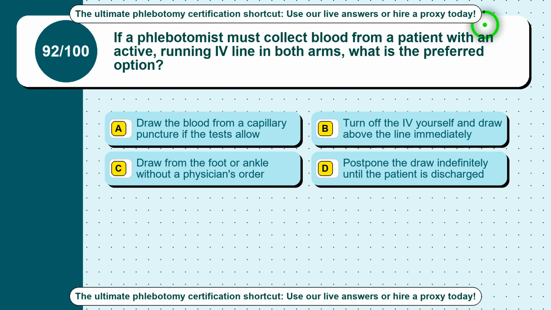Question 92. If a phlebotomist must collect blood from a patient with an active, running IV line in both arms, what is the preferred option? Option A, draw the blood from a capillary puncture if the tests allow. Option B, turn off the IV yourself and draw above the line immediately. Option C, draw from the foot or ankle without a physician's order. Option D, postpone the draw indefinitely until the patient is discharged.